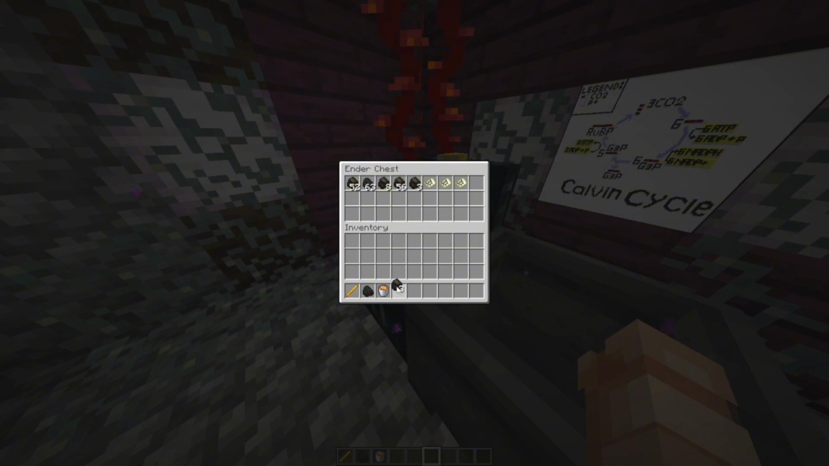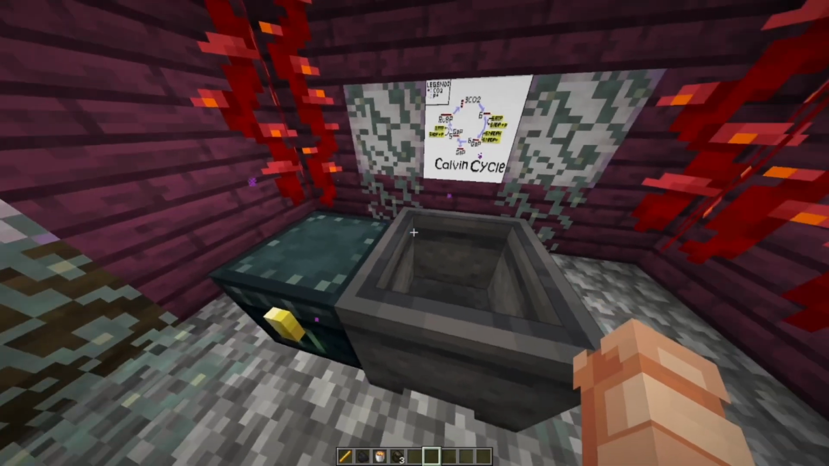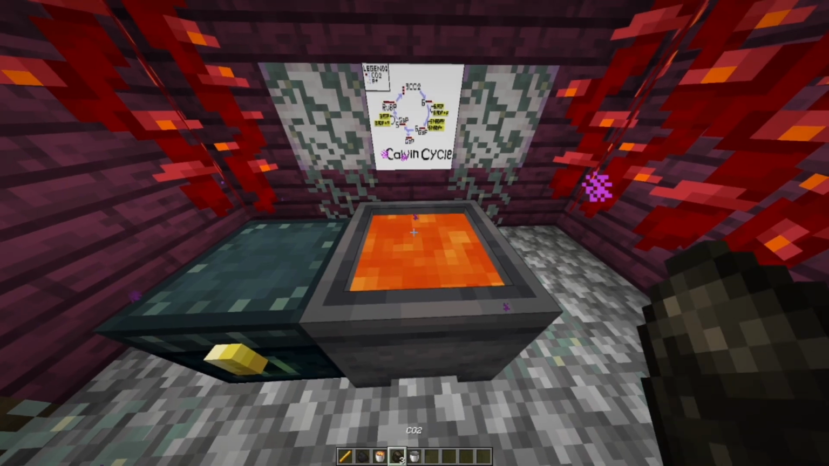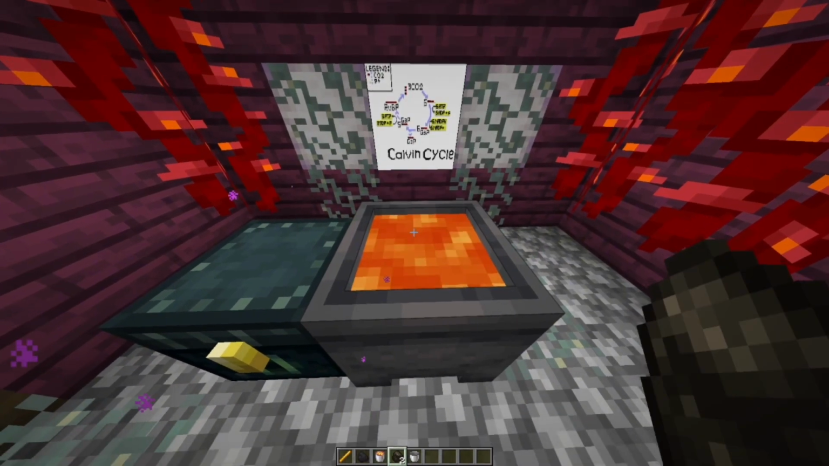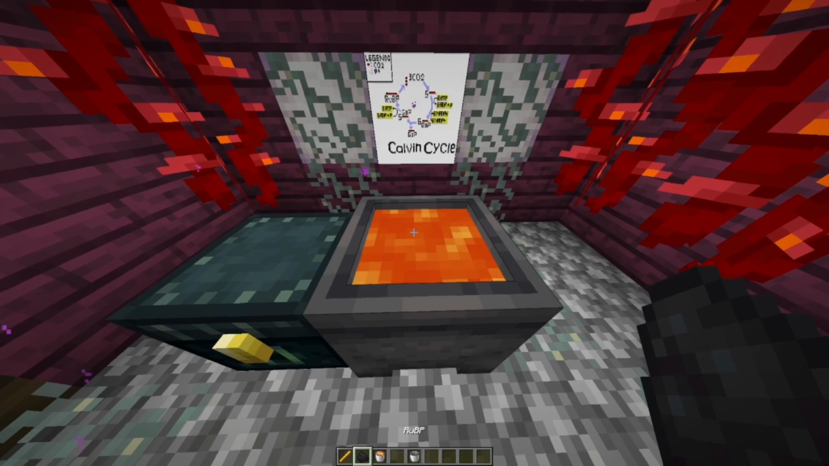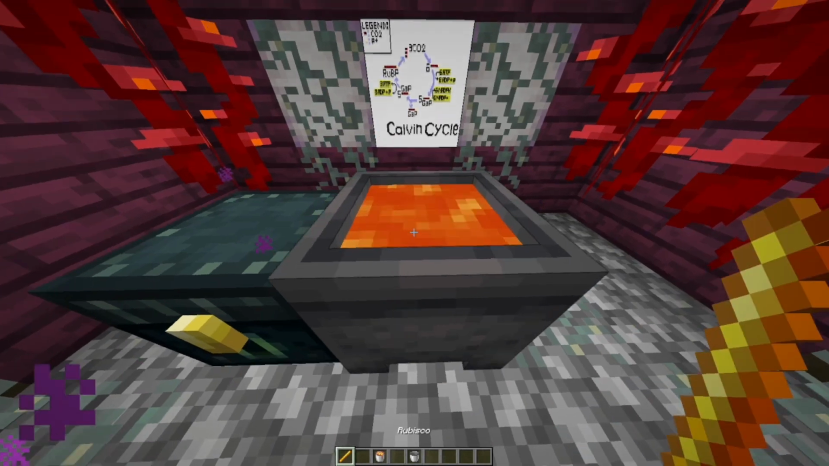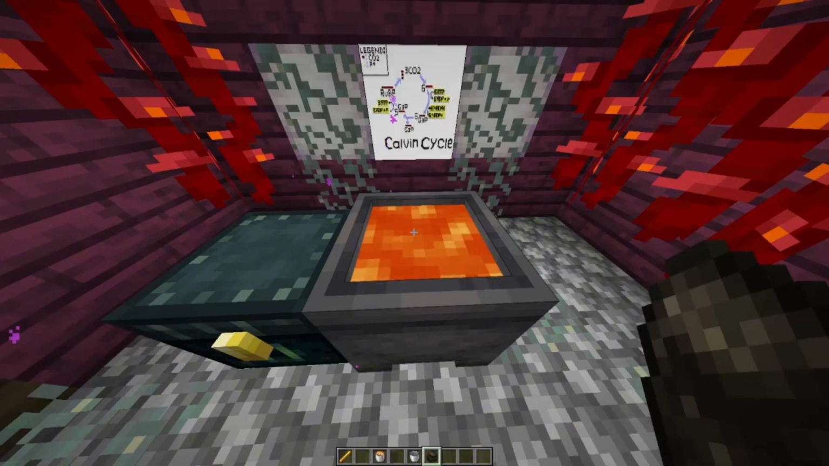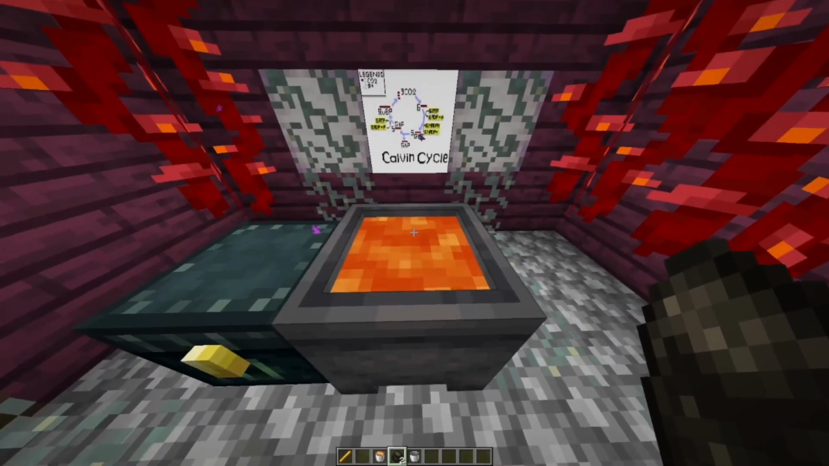Now with our 3 CO2 and our 3 RuBP, we will be binding them together, then breaking them apart again to make G3P. Now this is created with the help of many different enzymes and specifically energy from ATP and NADPH, which is our lava in this situation. Now we have our G3P.